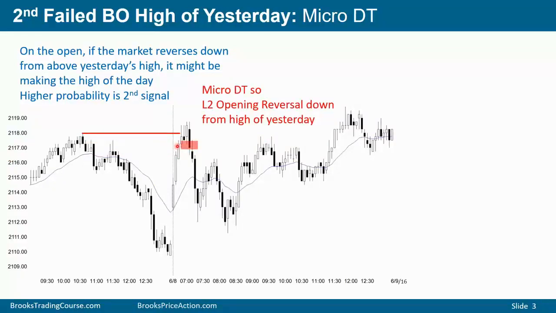Micro double top, and therefore it's a type of low 2. The second high does not have to be above the first. Here it was. You're simply looking for a second entry, the first one failing, and then a second one forming.